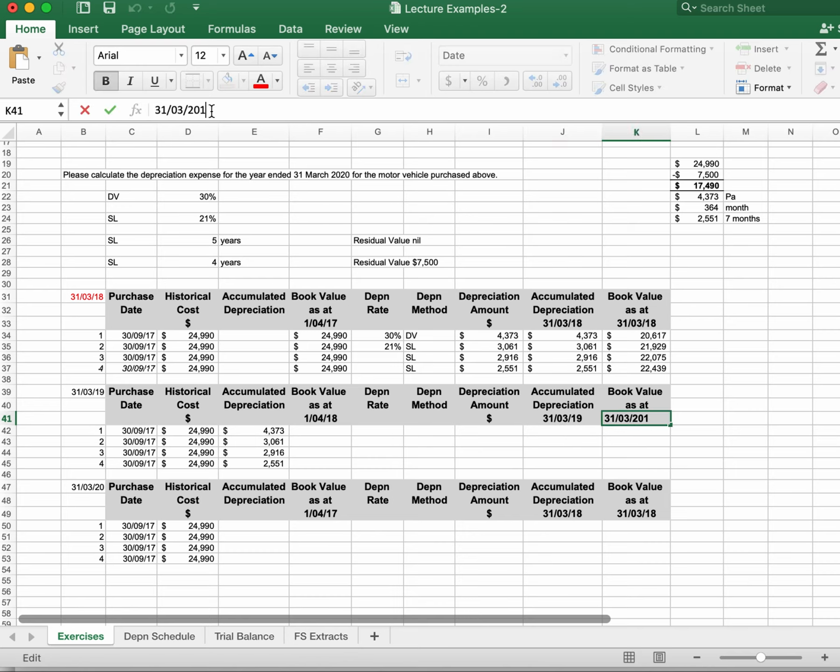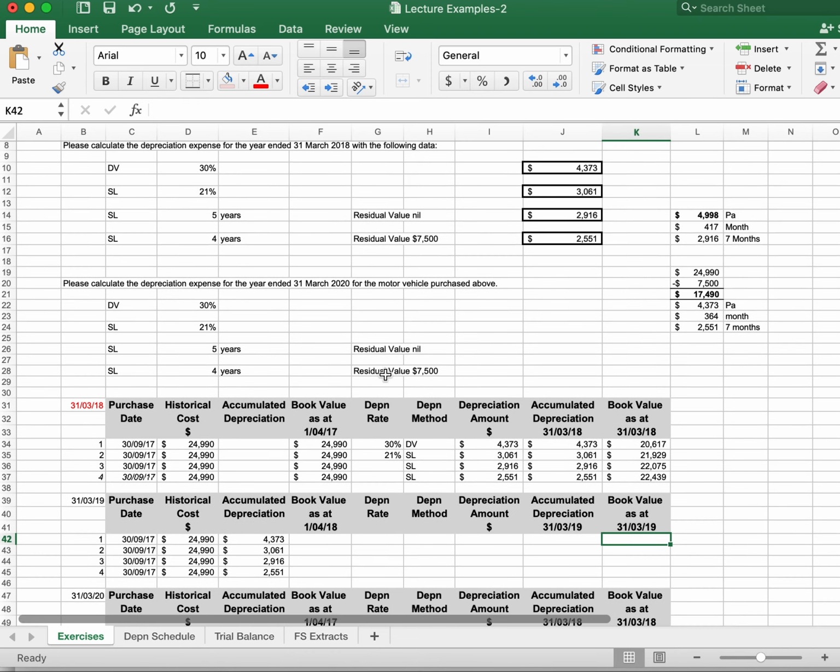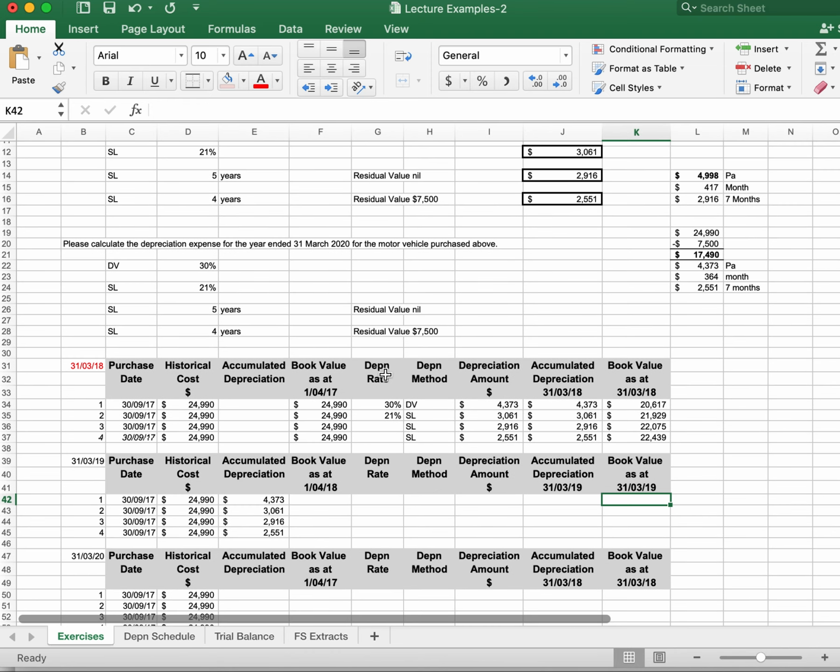You're not graded on these markings, it's you getting the right answer, but I do these sort of things to make sure I've got the right answer. Because I'll be wanting to calculate the depreciation for the expense year into 2020, so I want to put the right answers in here.